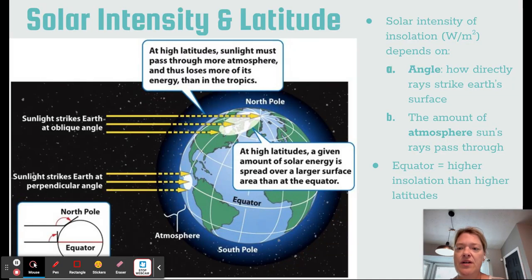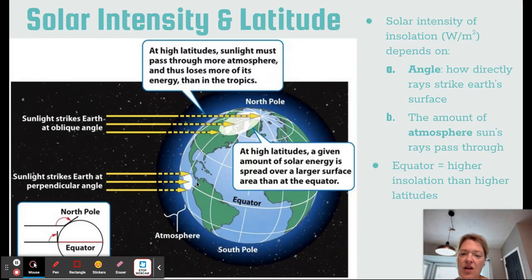So the first thing that you need to know about is solar intensity and how it impacts latitude on the Earth. So solar intensity, or insolation, that intensity of the sun's rays, depends on the angle, how directly the rays strike Earth's surface, and the amount of atmosphere that the sun's rays pass through. Okay, so if there's more atmosphere and it's at a higher latitude, there'll be less sun's rays, the intensity will be less.